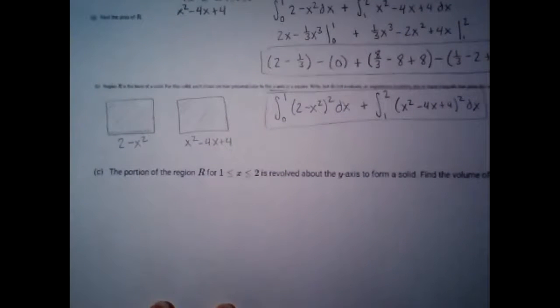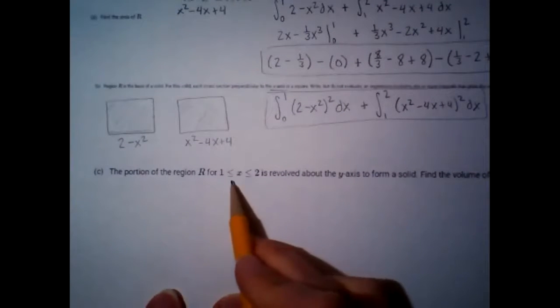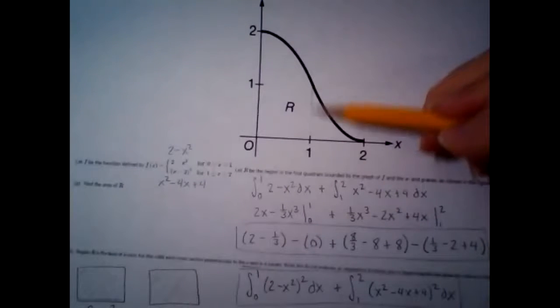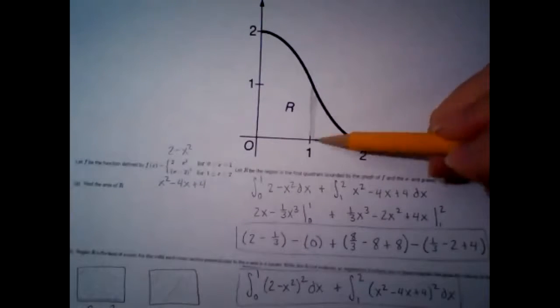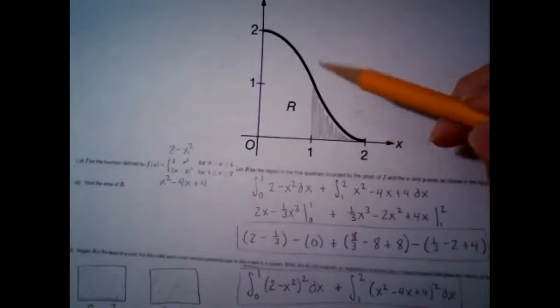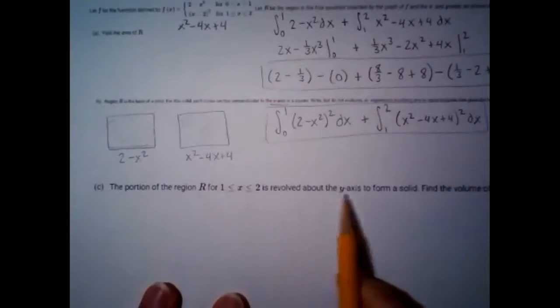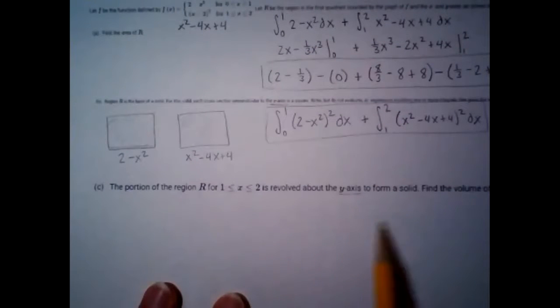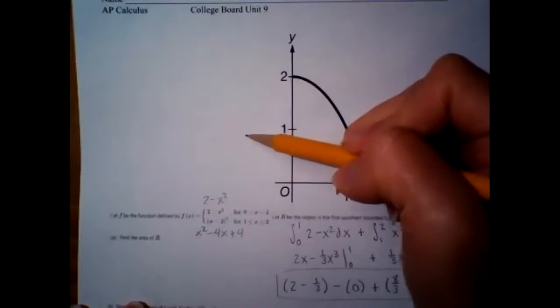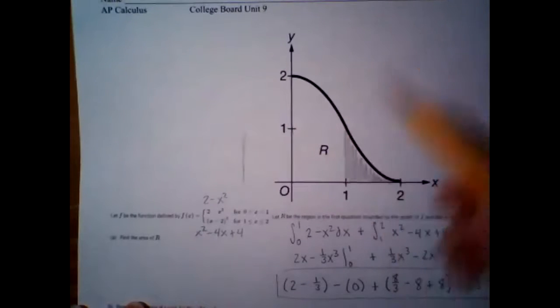All right, and then C, the portion of the region from 1 to 2. Okay, so we're only going to look at from 1 to 2 now. So we're only looking at this part. So we're not going to have to break this into two separate problems. We're only looking at this area now. Is revolved around the y-axis to form a solid, find the volume. All right, so we're going to spin this around the y-axis. I'm going to draw my ghost shape over here.